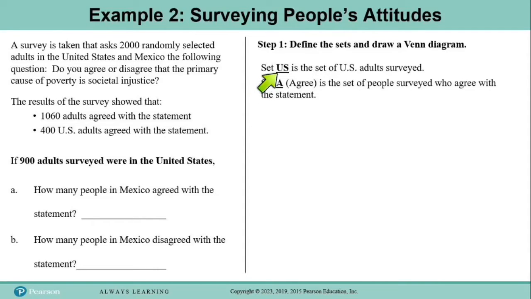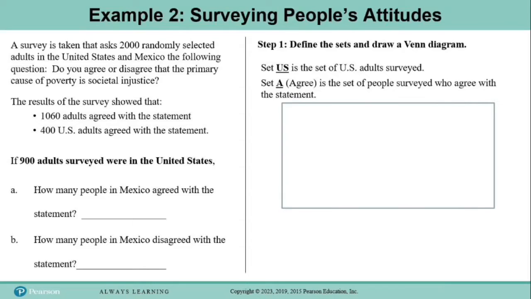So what we're going to do here is have a set for the U.S. adults that were surveyed and a set for agree. See, there are some U.S. adults who agree, and we know how many that is, so we know how many people will be in that overlapping area. So that's why we're setting up the sets this way.